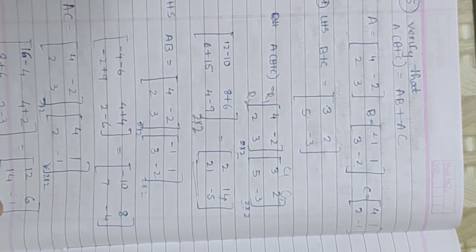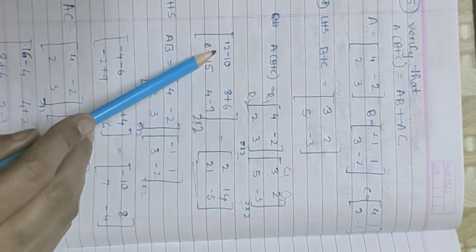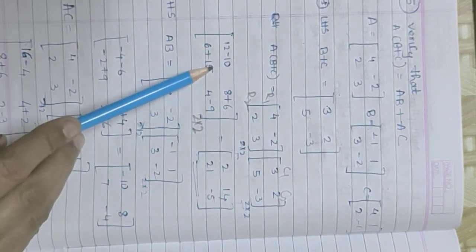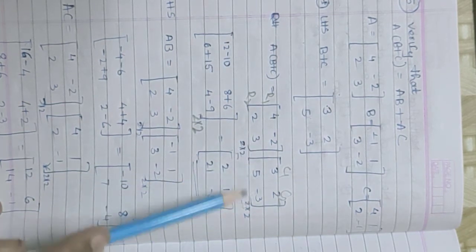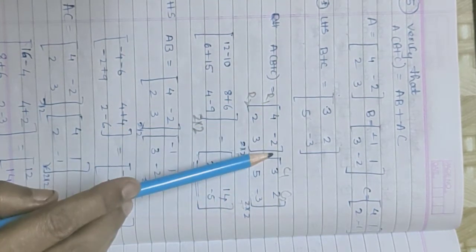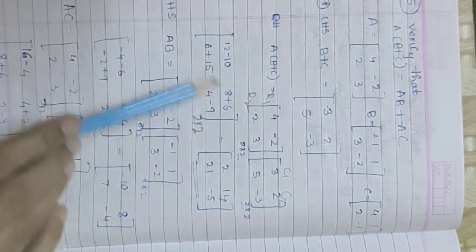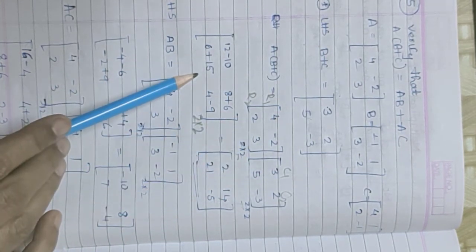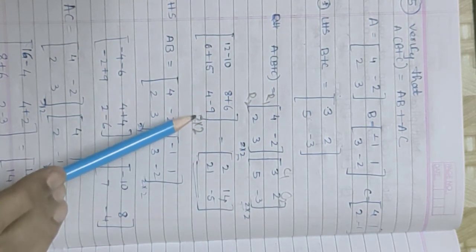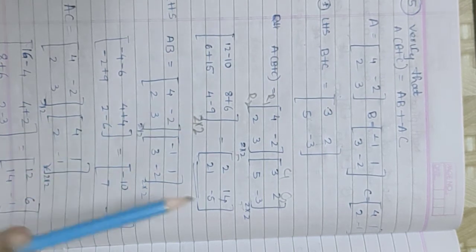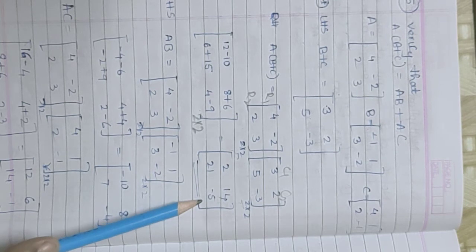Now start the multiplication. R1, C1. So 4 3s are 12 and minus 2 into 5 is minus 10. 4 into 2, 8. Minus 2, minus 3 is plus 6. So first row is over. Now take second row. 2 into 3, 6. 3 into 5, 15. 2 into 2, 4. 3 into minus 3 is minus 9. So our resulting matrix will be 2, 14, 21, minus 5.